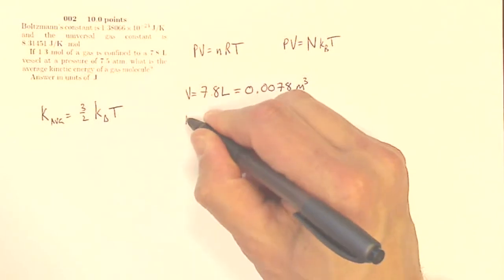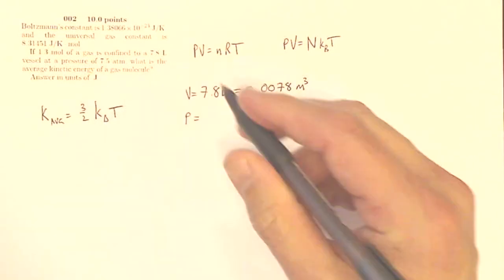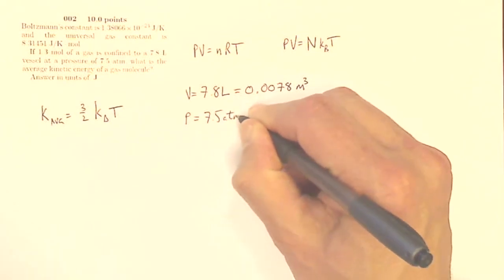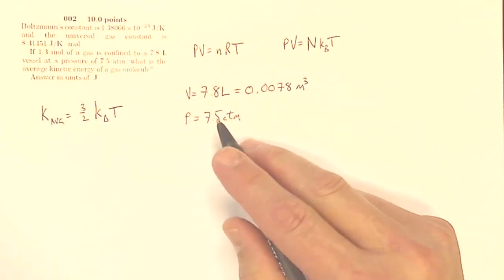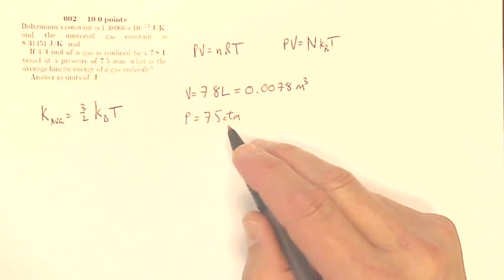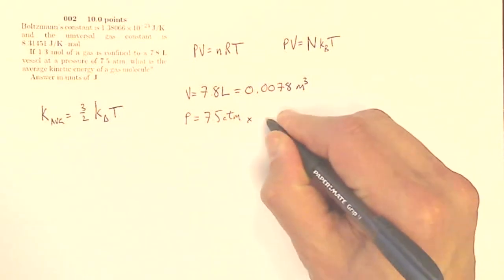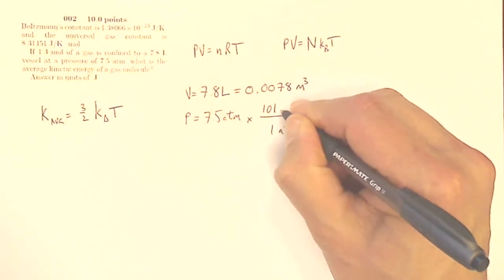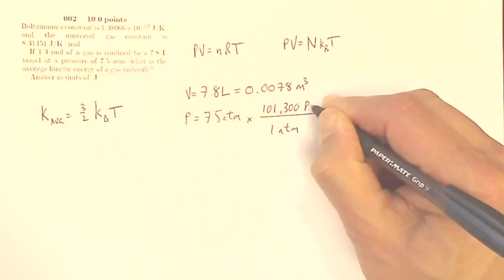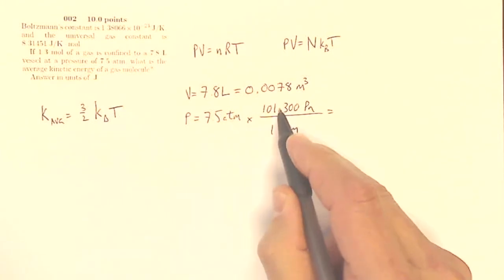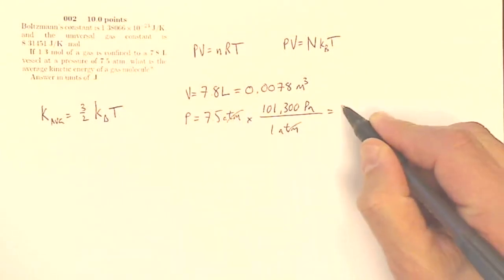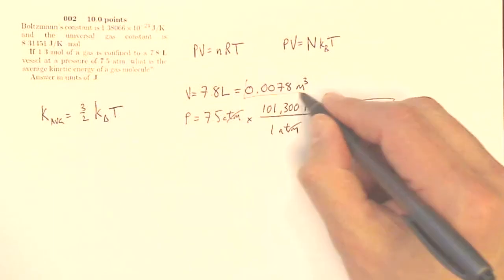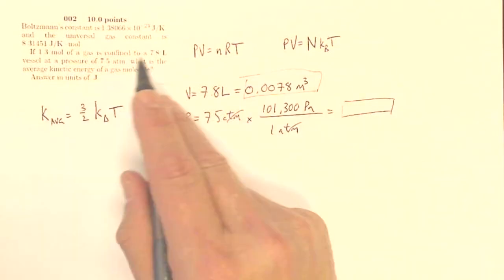My pressure is going to be 7.5 atmospheres. Well, I know that there are 101,300 pascals in one atmosphere. So I know that one atmosphere is the same as 101,300 pascals. I can multiply those through and atmospheres will go away, and that'll give me my pressure in pascals. So there's my pressure in pascals. There's my volume in cubic meters.